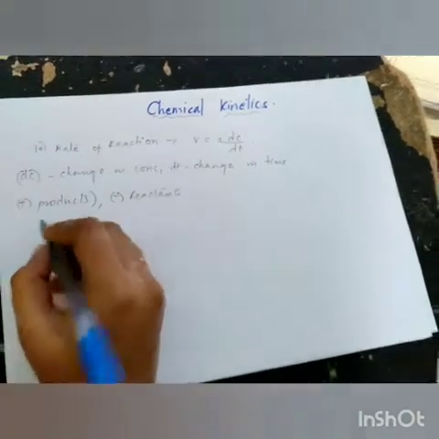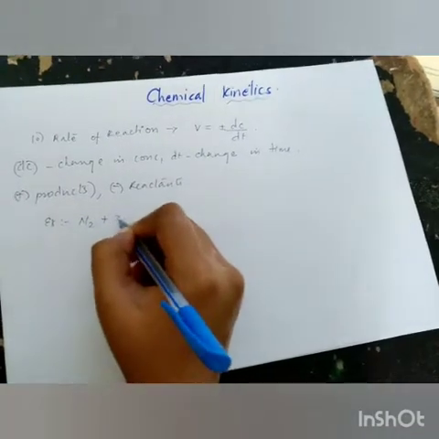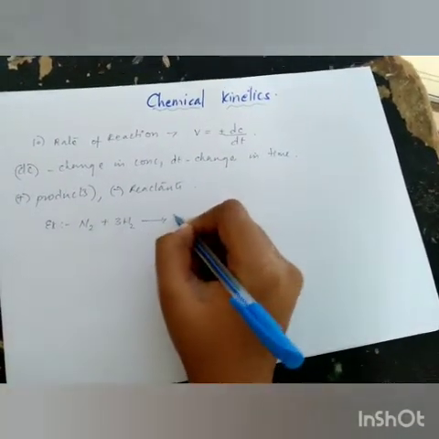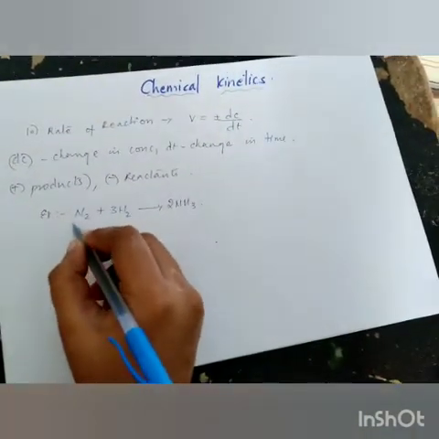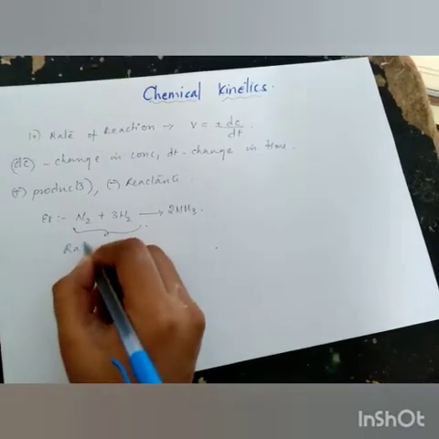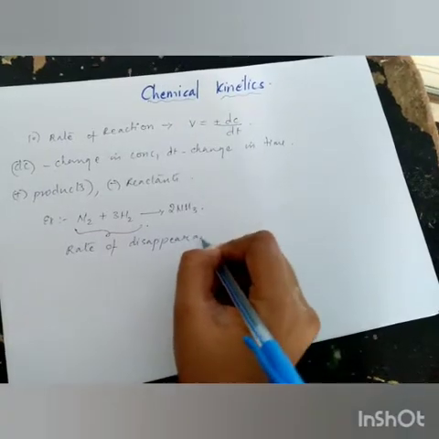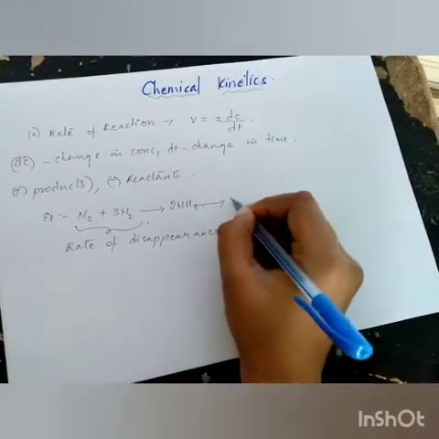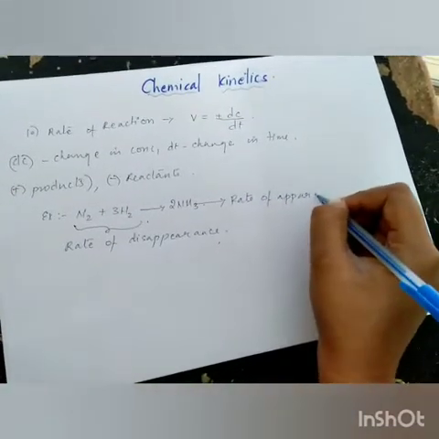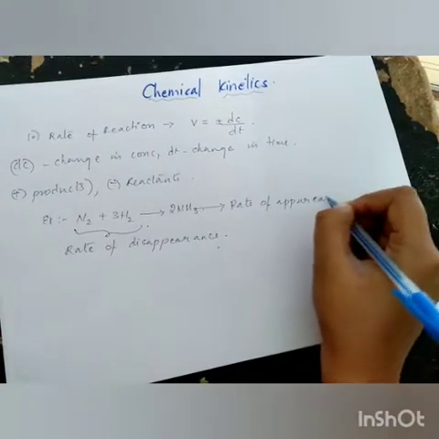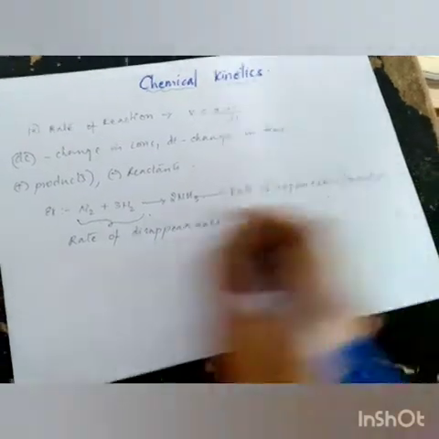Okay, so for example, I give you an equation: N2 plus 3H2 gives rise to 2 moles of NH3, right? So N2 plus 3H2, this is the rate of disappearance, and this is the rate of appearance, or you can say the rate of formation, appearance or formation.